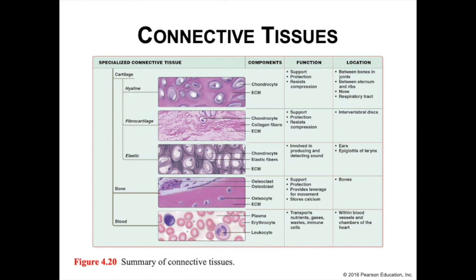It provides really good support, but we also have ion storage. Calcium is mainly going to be stored in the bone. So we're going to look a lot at bone. And then blood. So blood, this is going to be transport connective tissue. So like I said, transporting oxygen, CO2, ions, proteins, nutrients, waste, whatever you want to transport, blood is going to transport it. It's one of those specialized connective tissues.